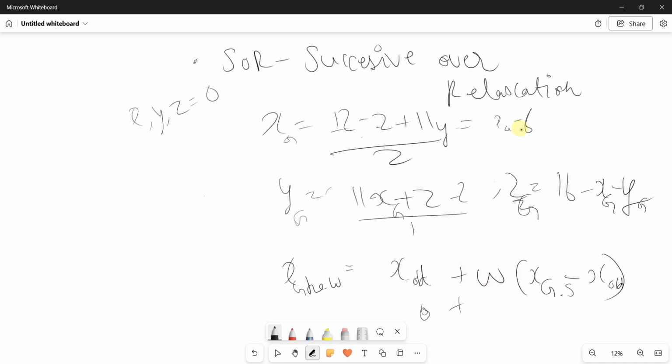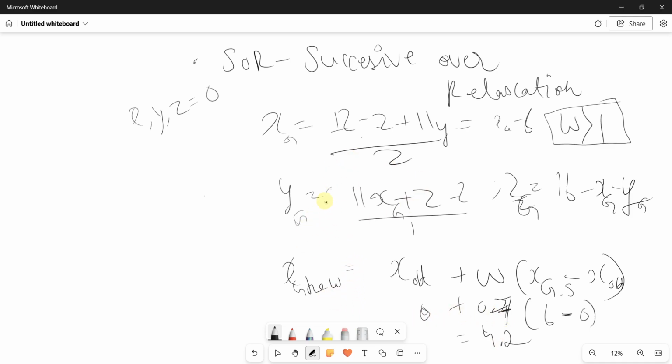W is the relaxation term, just a constant used to compensate for the errors and the residuals. It is generally greater than 1. It's just something that you have to remember. So let's say around 0.7 or 0.67 generally. So now the Gauss-Seidel value is 6 minus old 0, so 0.7 times 6, that is 4.2, will be my x new.